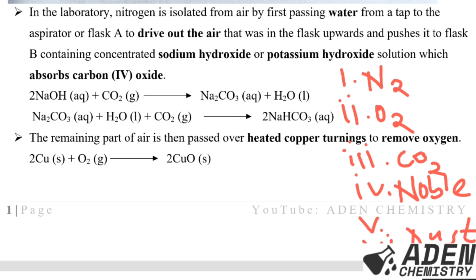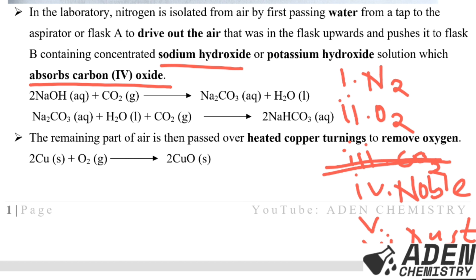That means in the first part, we have removed the carbon dioxide. Carbon dioxide has been removed from the air by sodium hydroxide or potassium hydroxide, because we are told sodium hydroxide or potassium hydroxide absorbs carbon dioxide. So we don't have carbon dioxide. We're saying here the remaining part of air. Which remaining part of air? We are talking about nitrogen, oxygen, noble gases, water vapor, and also dust particles.